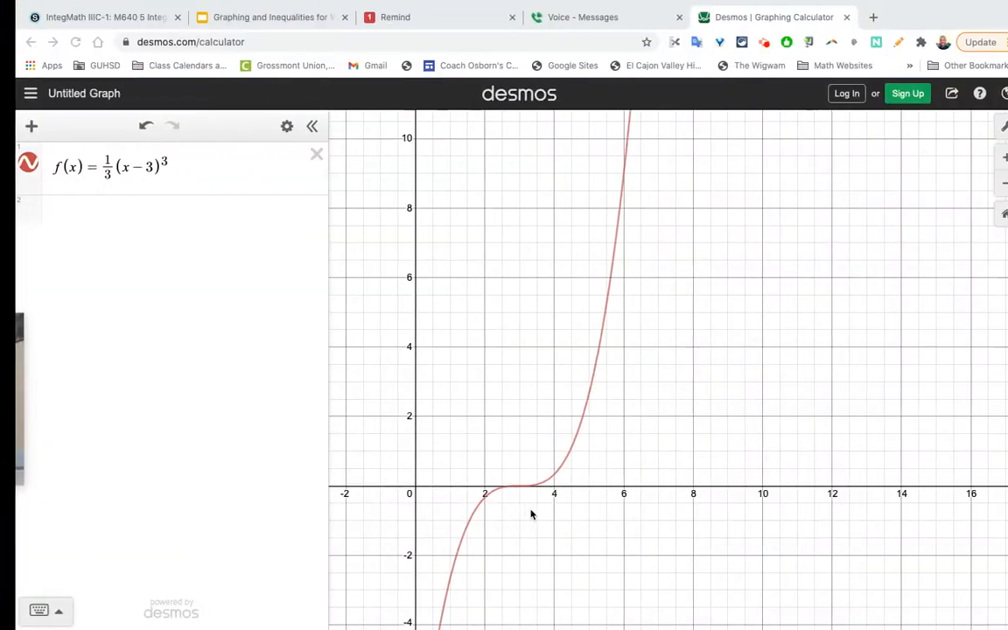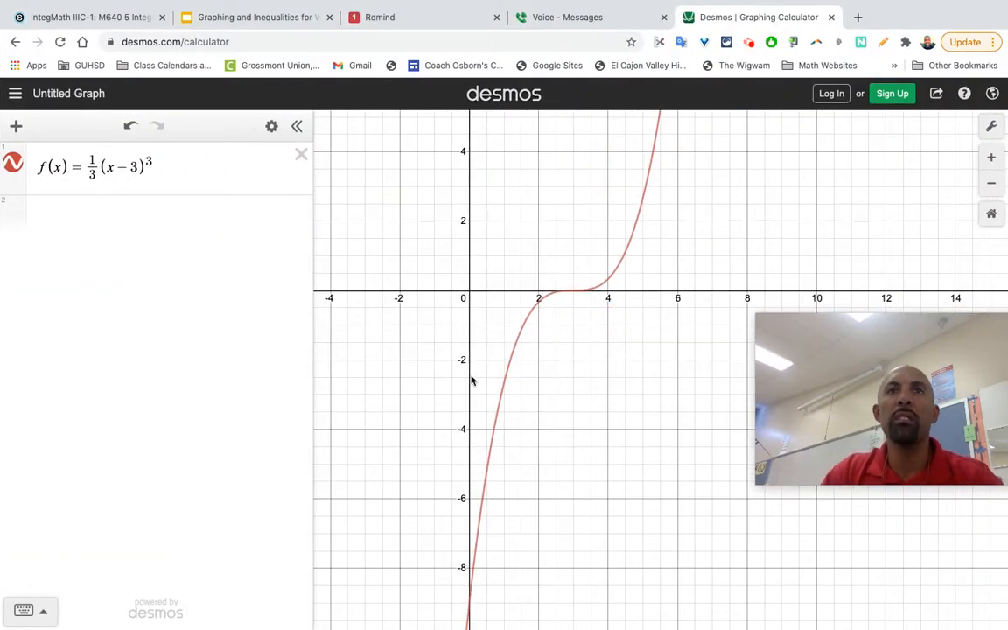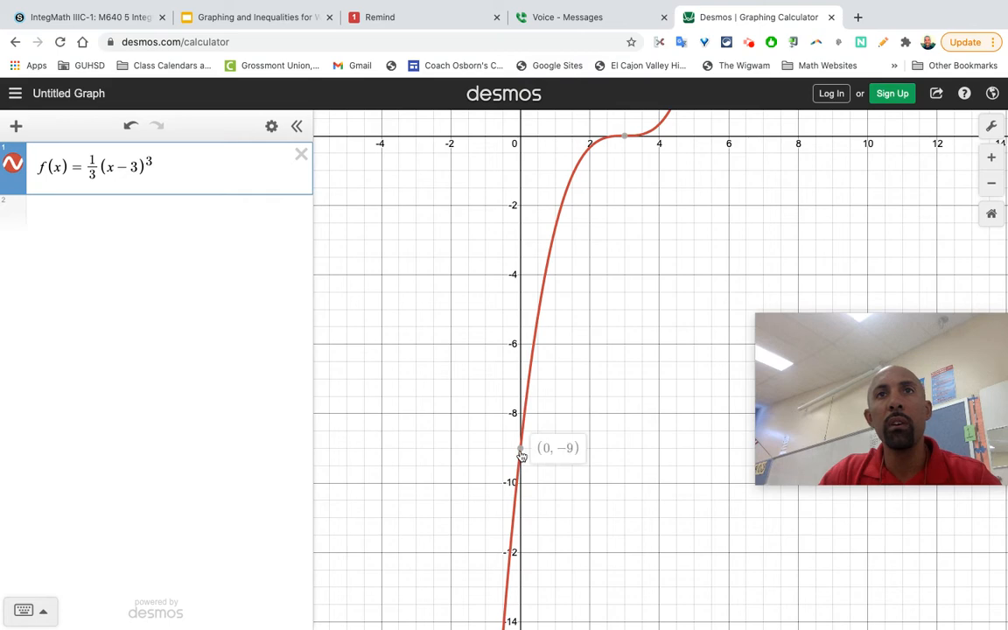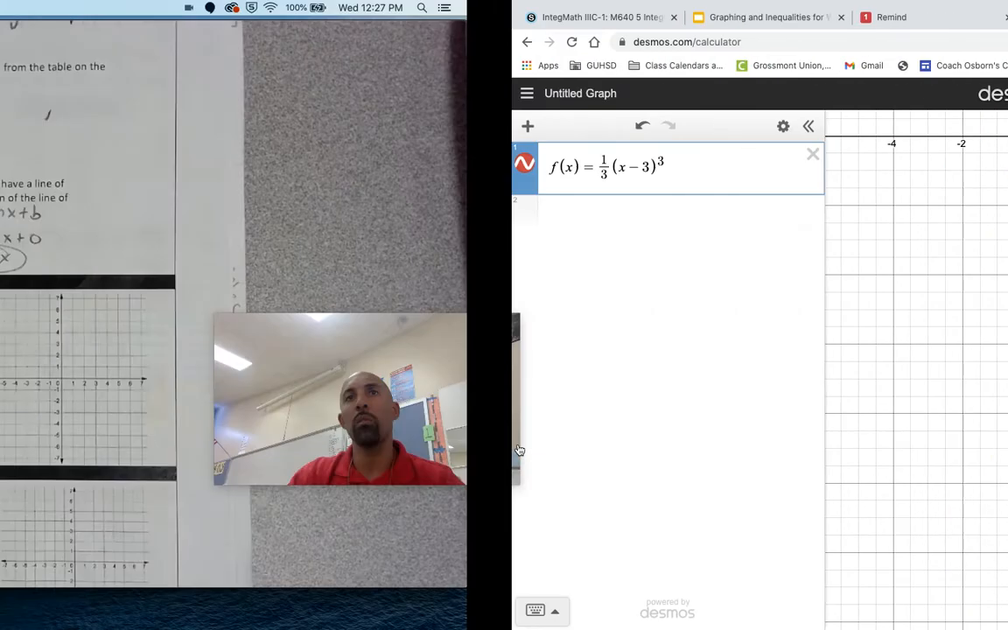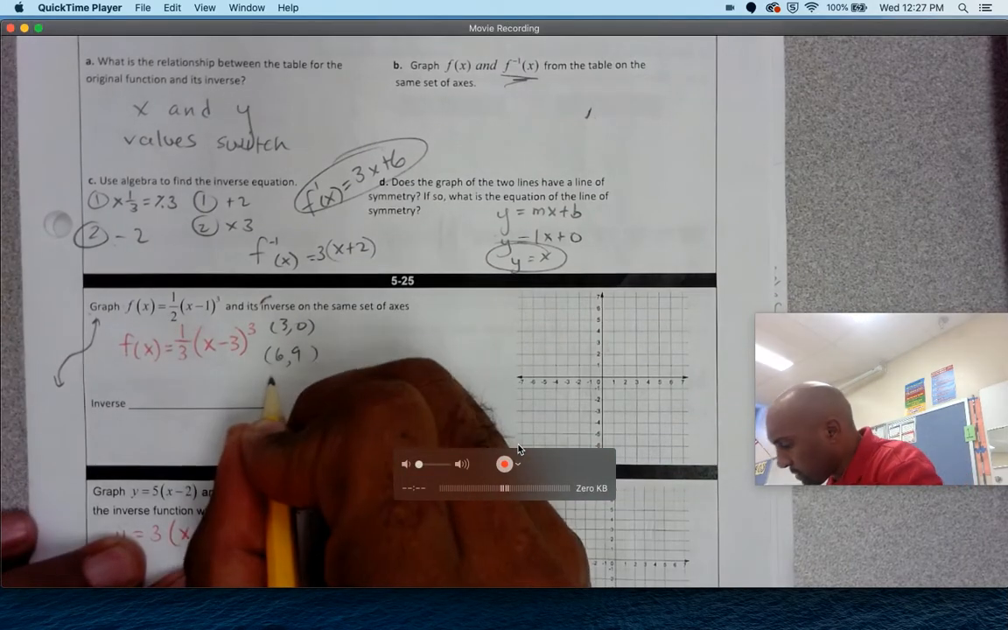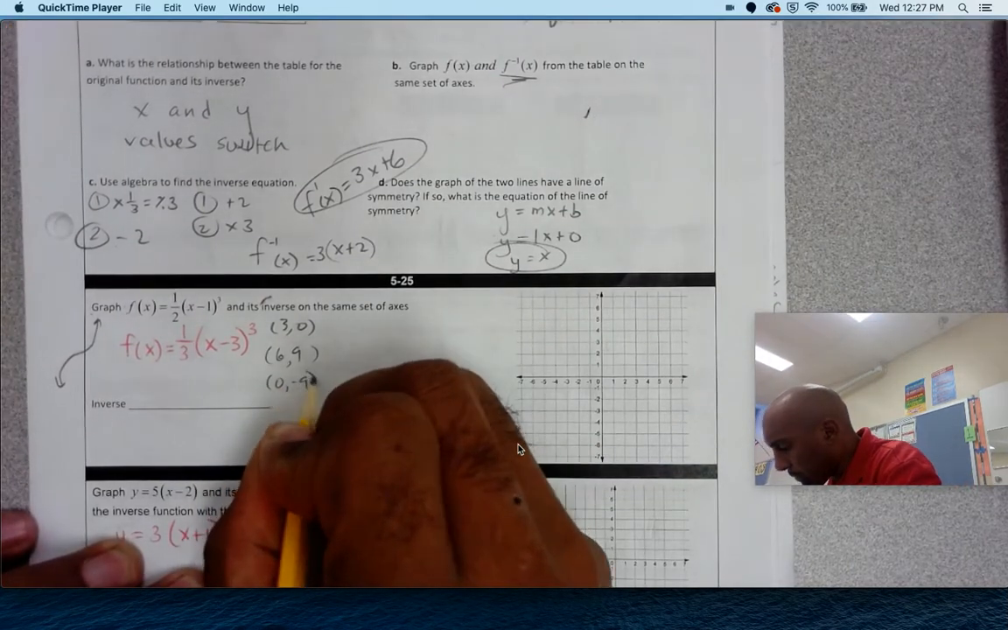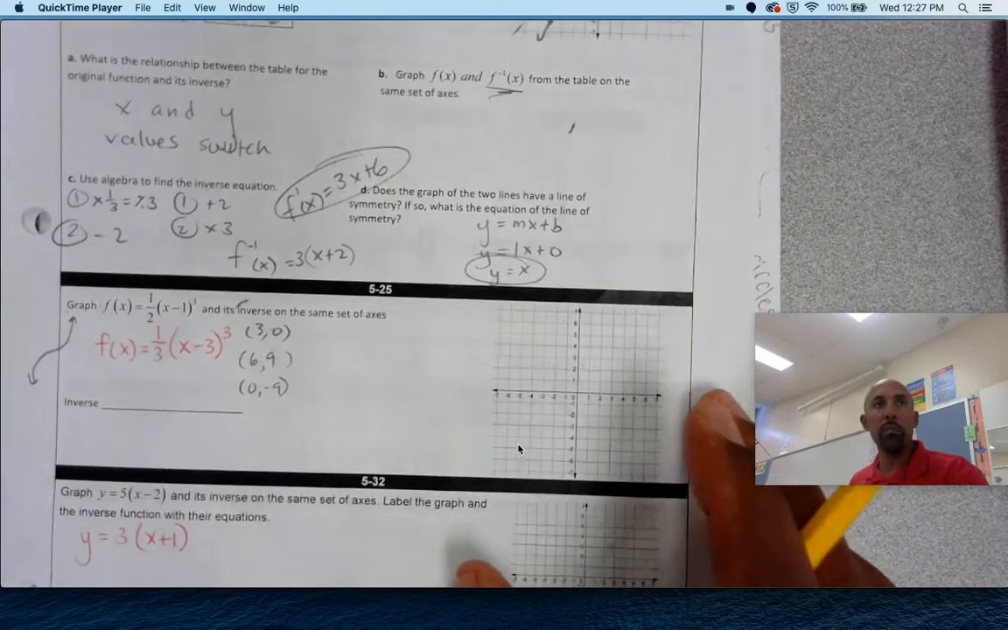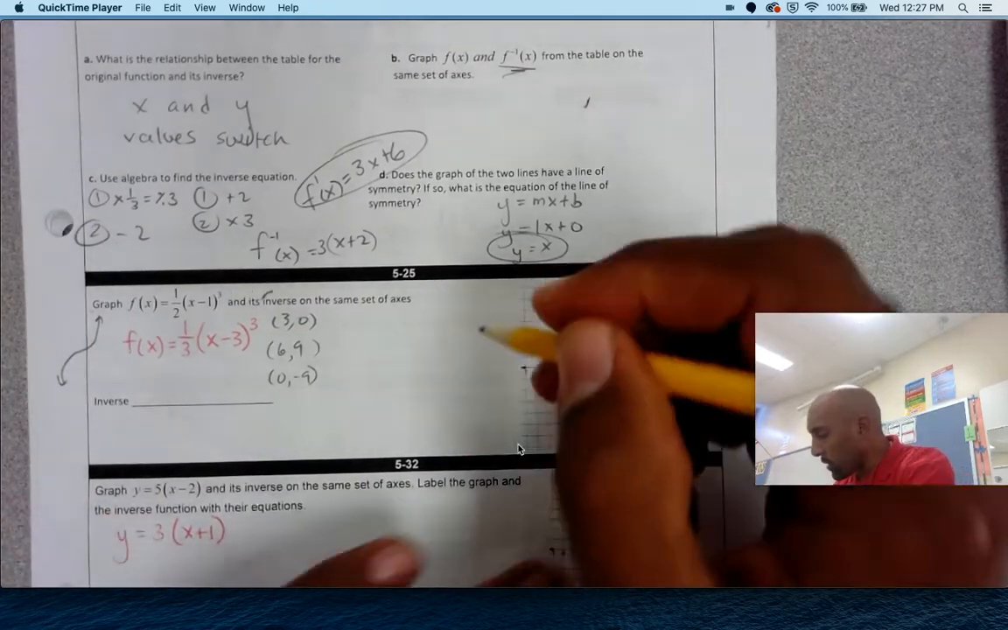All right, let's go back, and let's get a point going to the left. At 1, it's not really a whole number. Let's go to x equals 0, where it crosses the y-axis. Oh, there we go: 0, negative 9, the y-intercept. All right, so we got some points we can use to graph this. Let's go ahead and graph it.